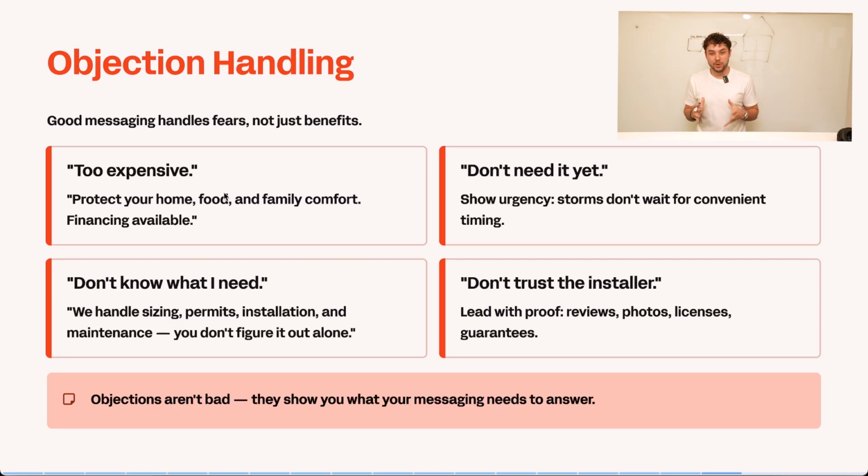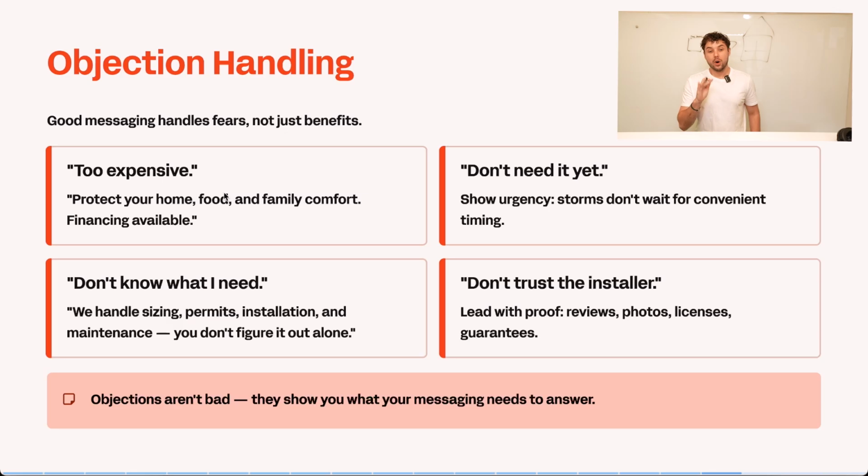But another example is if they say, I don't need it yet, a way to handle this objection, if they're a survivalist, would be to literally say, storms don't wait for convenient timing. What if there's a storm next week and your power goes out? What is your family gonna do? So you're creating that urgency to overcome that I don't need it yet objection.